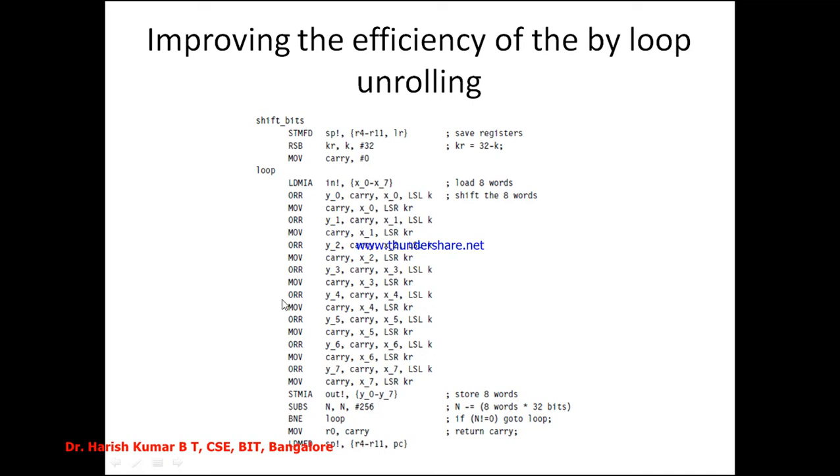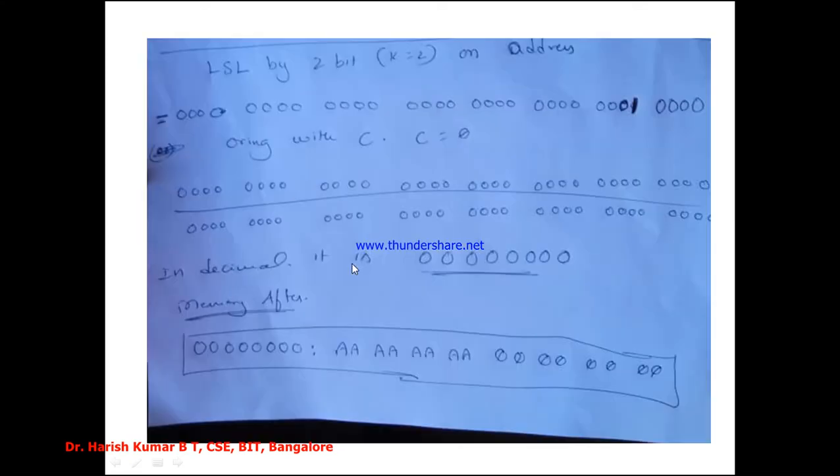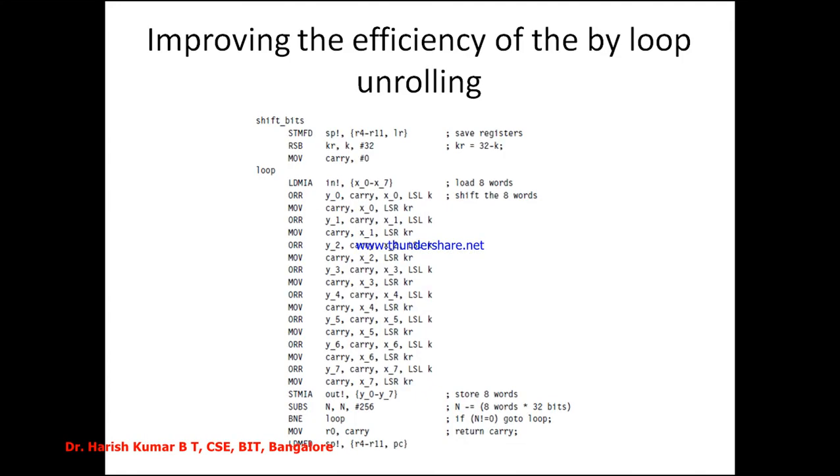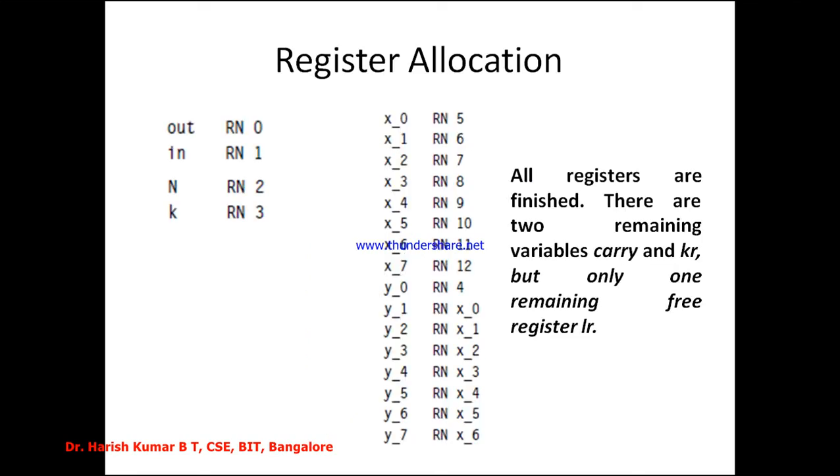This is the example. Now this code's efficiency is more than the efficiency of the previous program, because we have unrolled it 8 times. That means simultaneously it is shifting 8 words upwards in the memory. Now register allocation is something like this.